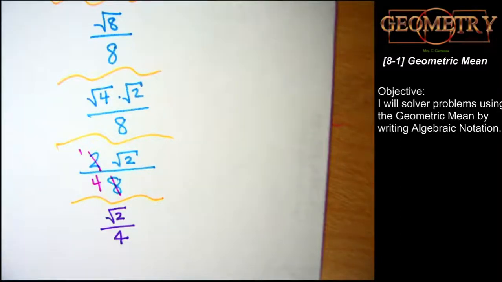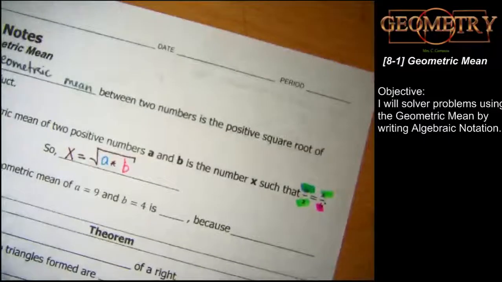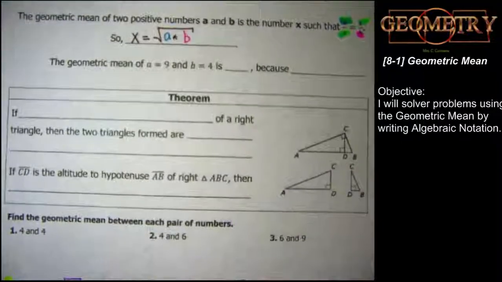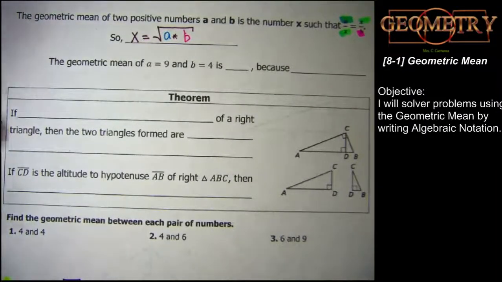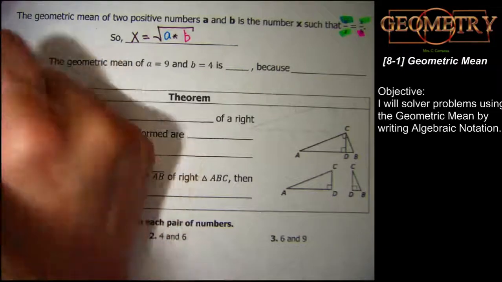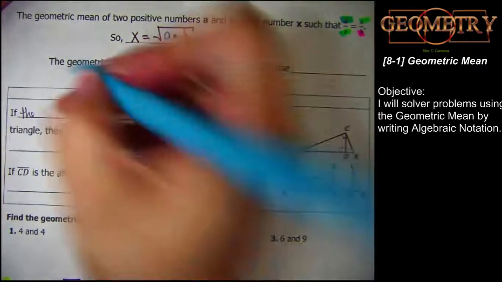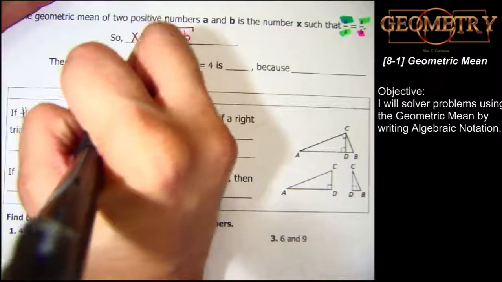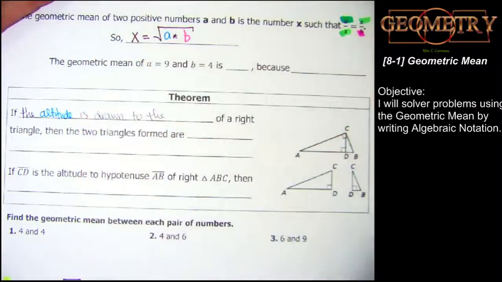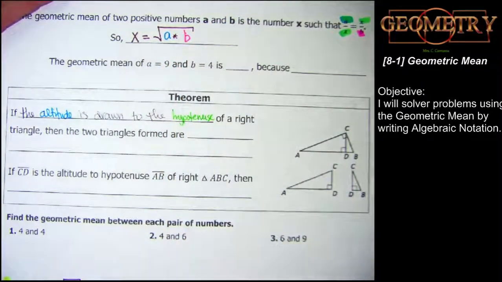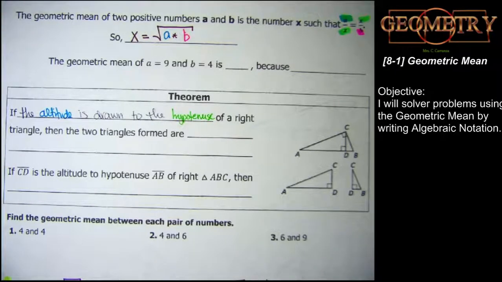All right, good. Let's come up and let's do that theorem. There's a theorem on the front page. It doesn't have a name. I don't know why this theorem doesn't have a name. All my other theorems had names. Here's the theorem for you that does stuff. Here's what it says. It says, if the altitude is drawn to the hypotenuse of a right triangle.